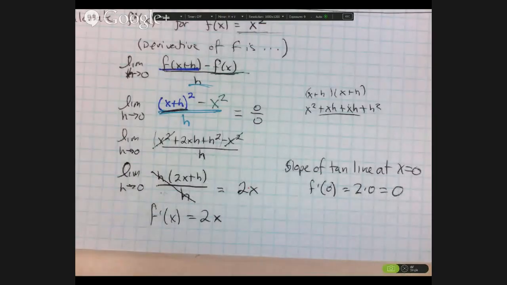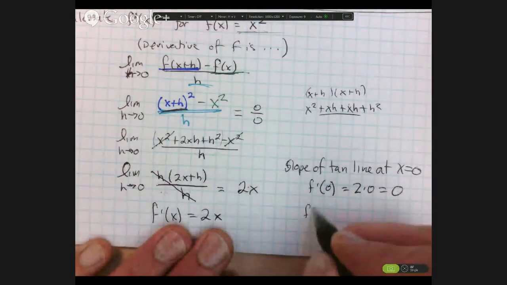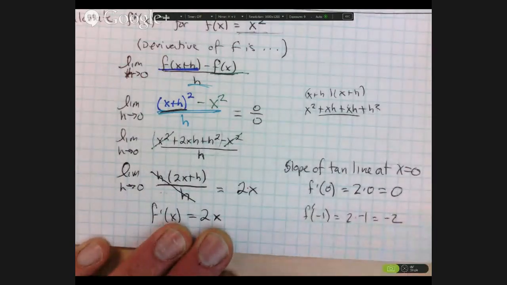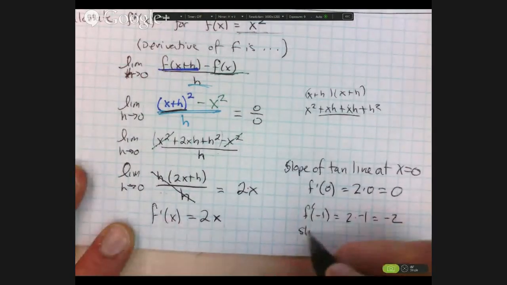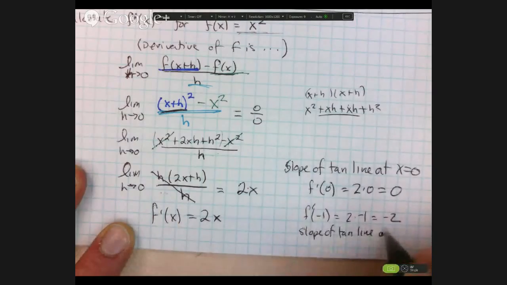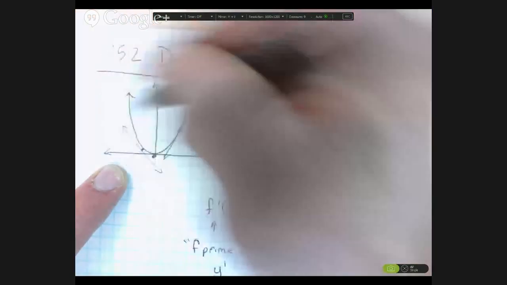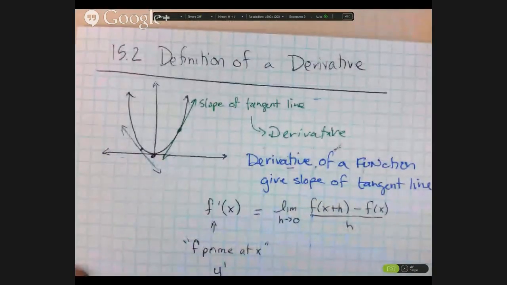All right, what's the slope? What is f prime at -1? Yep. So this is the slope of the tangent line at x equals -1. So if I go up to my graph at -1, I can see that I have a slope of about -2. Okay.